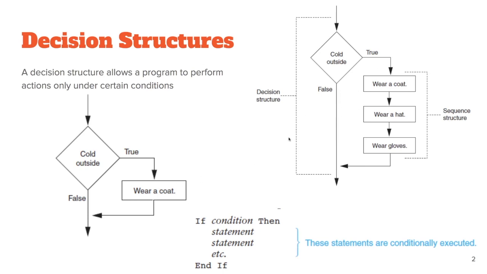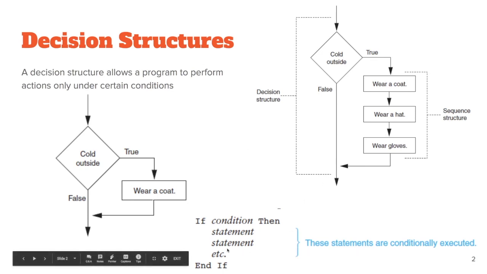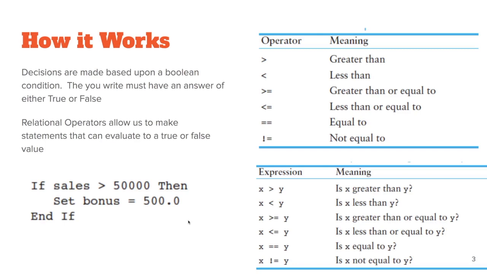Now, these particular statements that we see here are examples of single selection, one-way selection structures. If the answer comes out yes or true, we do something. Otherwise, if it's false, we continue on with the program like it never happened. These statements in here are what we call conditionally executed, because the condition must be true in order to execute them.